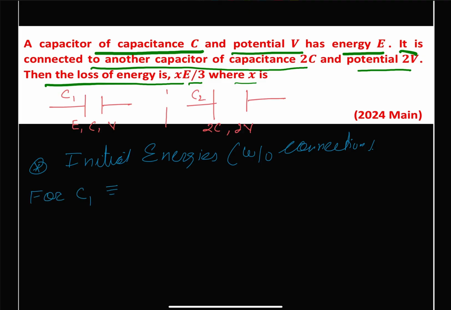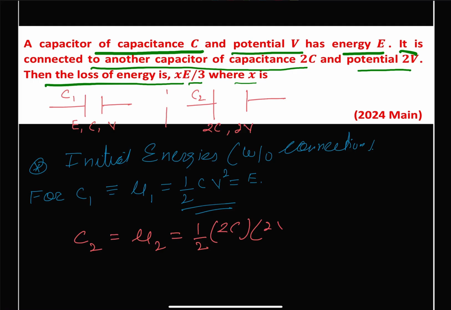initial energy is our U1, which will be equal to our half CV square, and it is given as E. For C2, let us call that U2, which will be equal to half times 2C times 2V whole square. And 2 and 2 cancel out, so this comes as 4CV square.